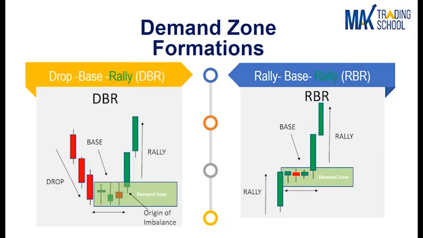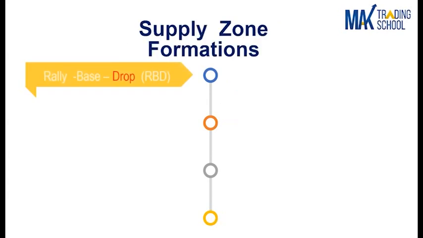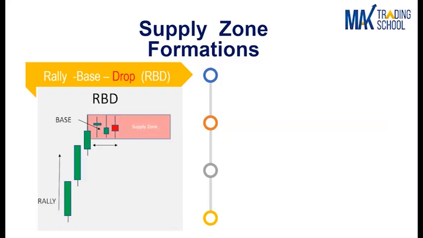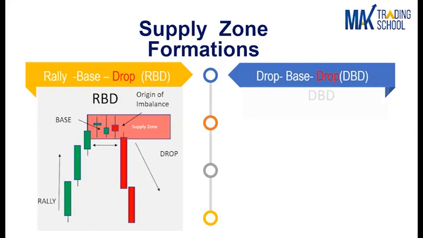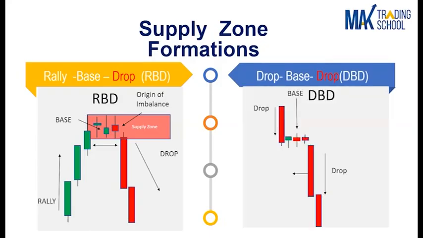Now coming to supply zones, they are just the mirror image of the demand zone. Rally base drop, price moving up, sideways basing, strong drop in price. Second formation is DBD, drop base drop, price dropping, sideways activity, strong drop in price. So here also three components: basing structure, left side leg in, right side leg out. So for a supply zone, the leg out has to be a drop. So only after you have all three components, then we say that the zone formation is complete.